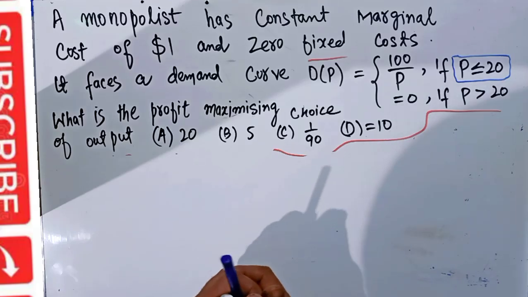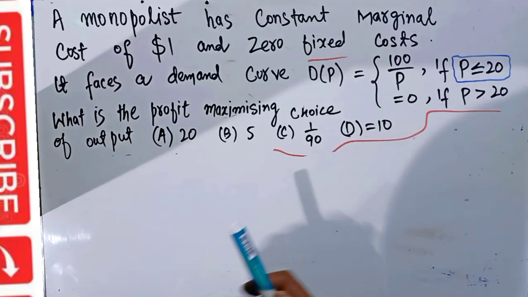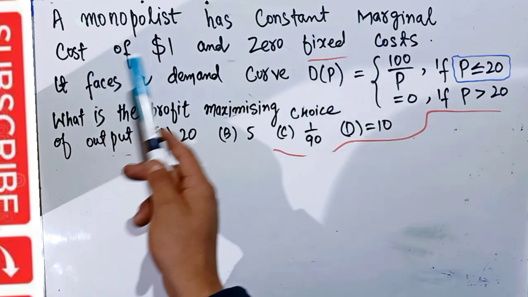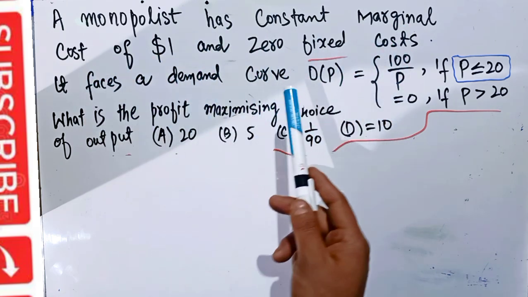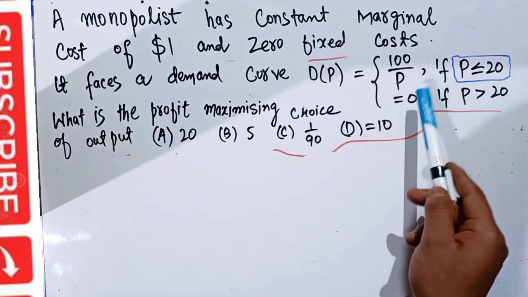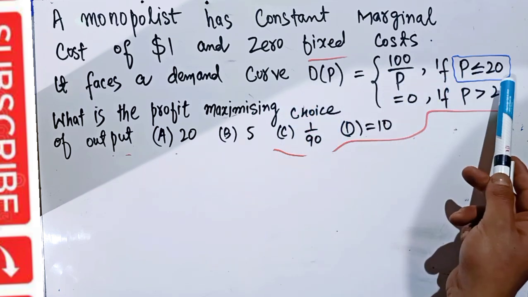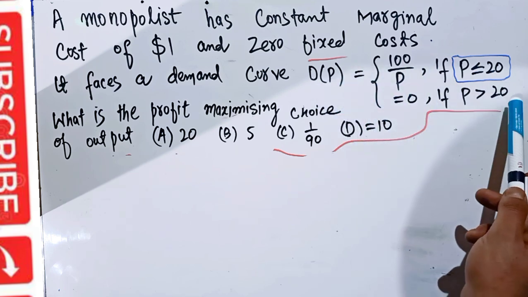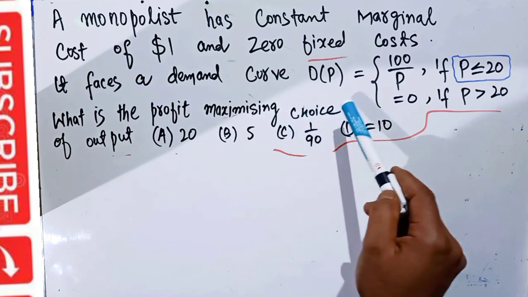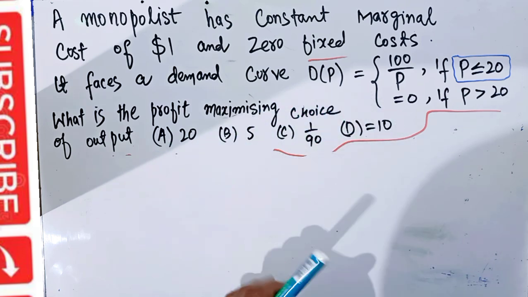Let us solve a question on monopoly profit. The question is, a monopolist has constant marginal cost of $1 and zero fixed cost. It faces a demand curve which is equal to 100 upon P if price is less than or equal to 20. Otherwise, demand is equal to 0 if price is greater than 20. What is the profit maximizing choice of output for this monopolist?